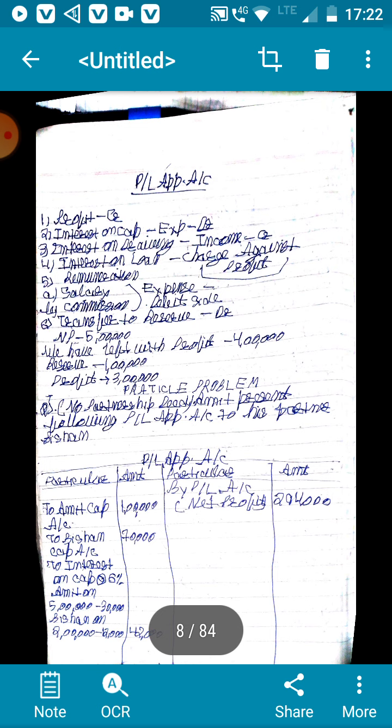Now I will repeat the profit and loss appropriation account given in the question. Net profit is equal to 2,94,000. Amit's capital is equal to 1 lakh. Mission's capital is equal to 70,000. Interest on capital is at the rate of 6%.